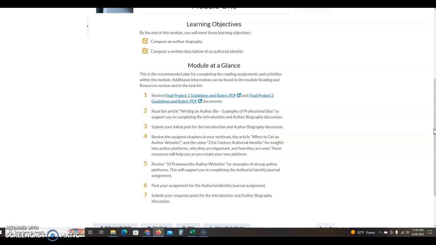The final project 1 and 2 guidelines are linked here in this overview. They'll be repeated later as well, so you don't have to remember to come back here to find them. There's a bit of redundancy built into this class setup. You'll read this article, Writing an Author Bio. It is not linked here. It's linked in an upcoming page in Module 1.